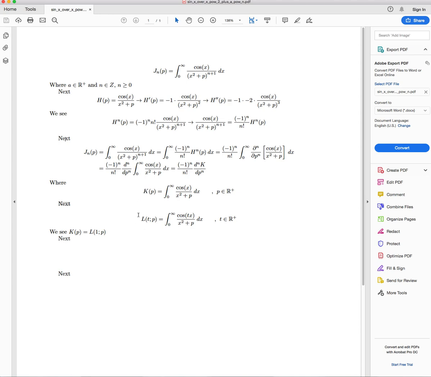So what we're now going to do is take the Laplace transform of this integral with respect to t. So we see here, we're taking the Laplace transform, transforming t to s, of L of t comma p, which equals the Laplace transform of this integral. Now you'll see here in the next step, what ends up happening is I'm taking the Laplace transform of the integral here, but it becomes the integral of the Laplace transform.